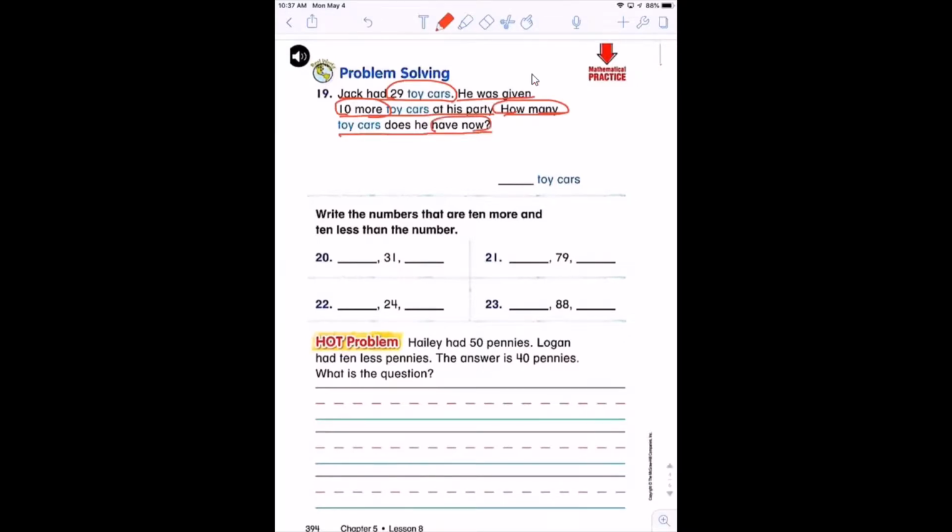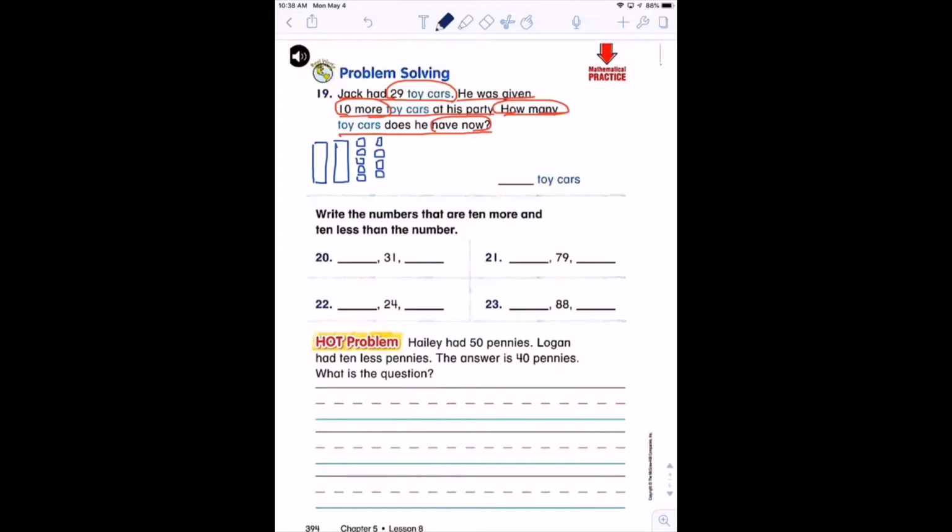Okay, so again, if I draw my picture, okay, 29. How many groups of 10? 2 groups of 10. How many ones? 9. 1, 2, 3, 4, 5, 6, 7, 8, 9. Okay, so that is 29.